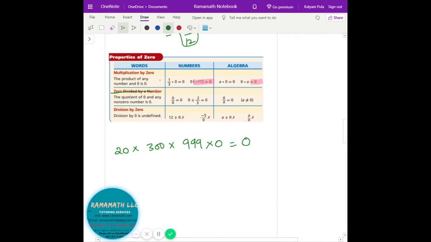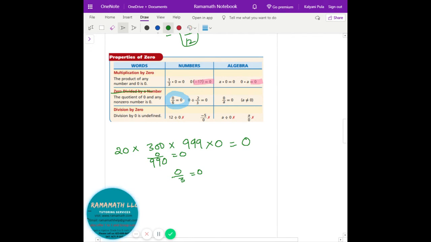And the second one, it's really important that you pay attention to this. 0 divided by a number. So if 0 is divided by any number, you end up with a 0. Okay? So it's simple. Let's say if I put 0 divided by 999, that gives you 0. Or 0 divided by 3, 0.